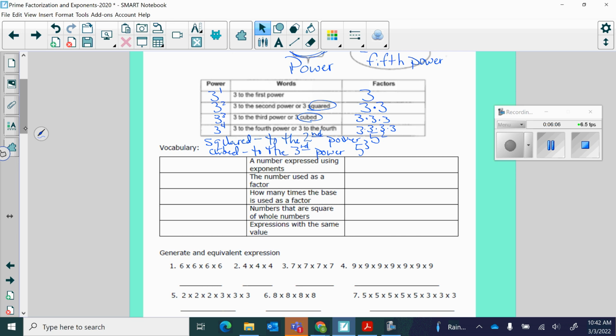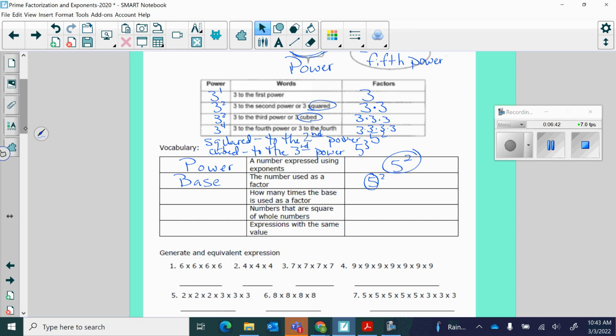The power. Okay? The example we've been using, we'll say, is 5 to the 2nd power. The whole thing is a power. The number used as a factor, in other words, the number I'm multiplying by itself, what was the term we used for that one? The base. In our example, 5 to the 2nd power, 5 is our base.